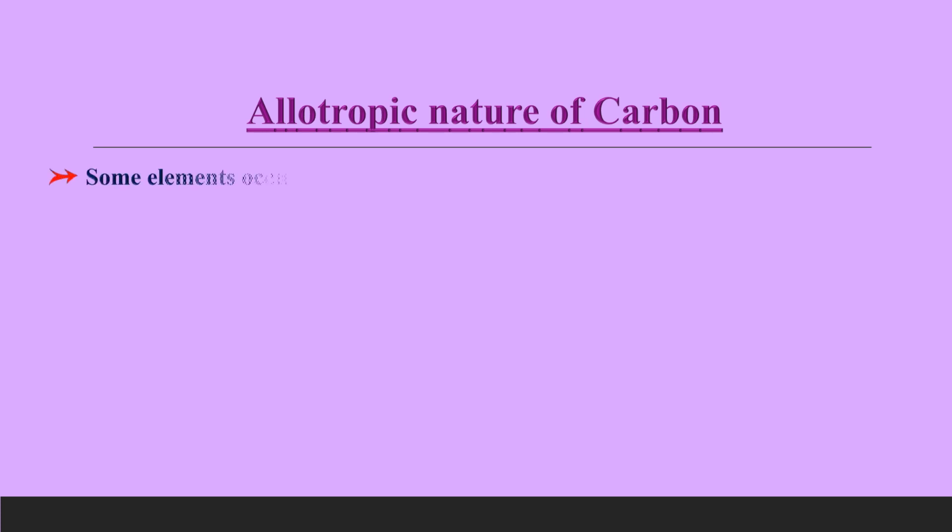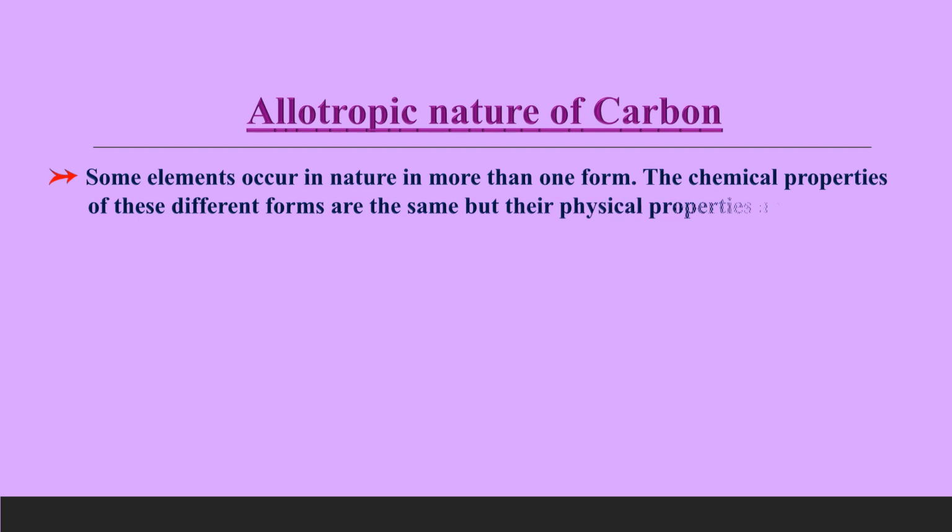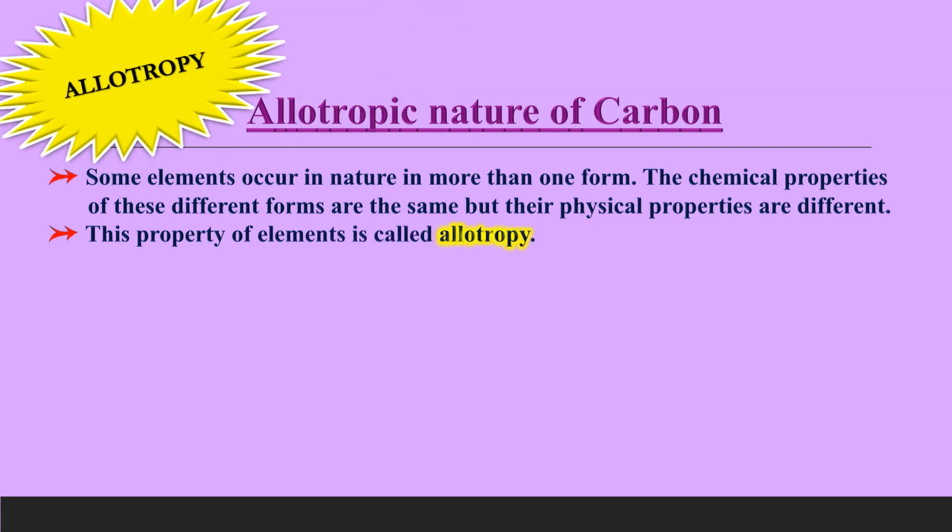Some elements like carbon occur in nature in more than one form. The chemical properties of these different forms are the same, but their physical properties like density and how they look are different. So when an element occurs in more than one form, having the same chemical properties but different physical properties, those forms are called allotropes, and this property is called allotropy.